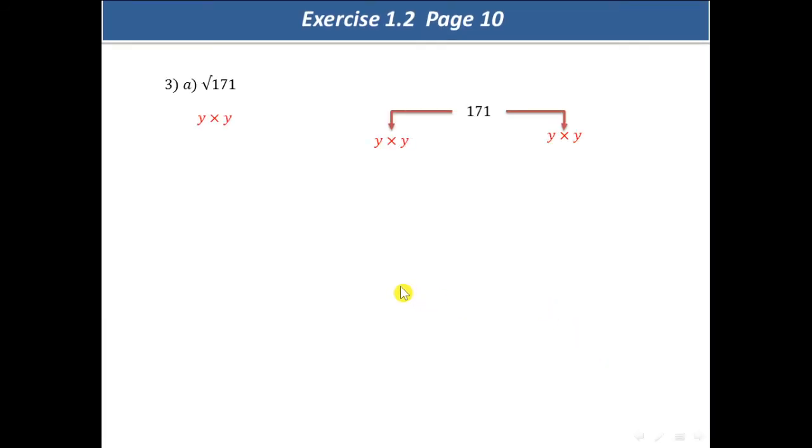Exactly for this one, the same story. Take 171 out and find the numbers from the left and the right. You see y from the left and the right. I found that 13 times 13, 169 is the closest number to 171 from the left side. When I know that 13 is the first number, I immediately say 14.